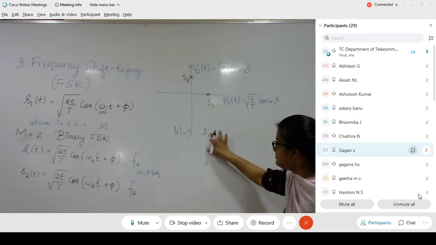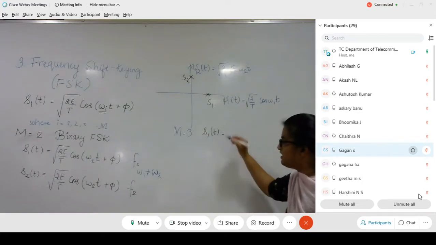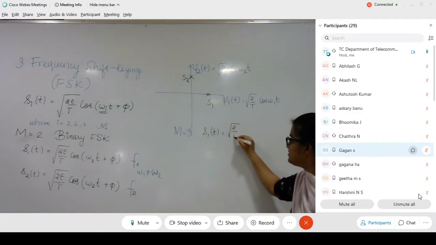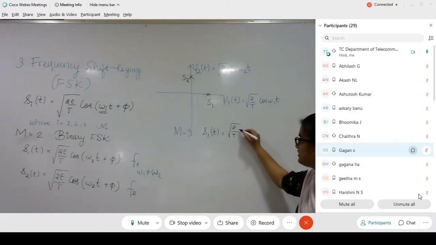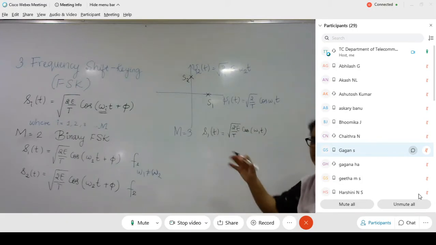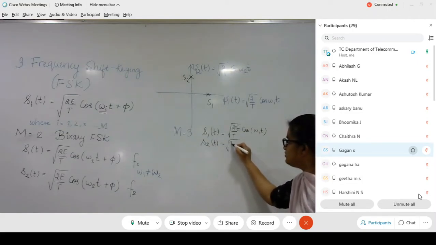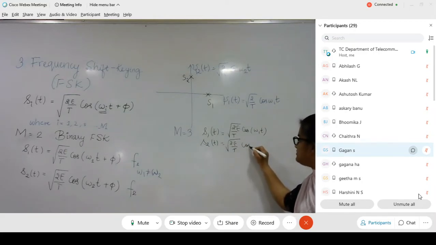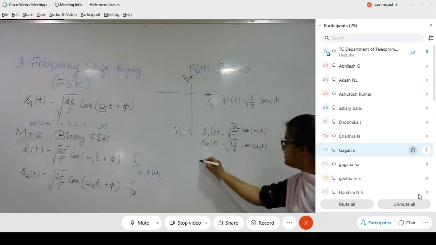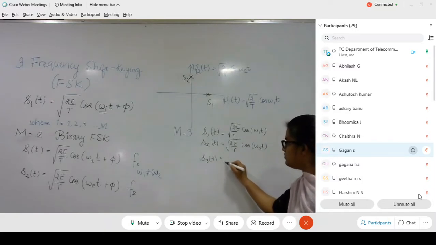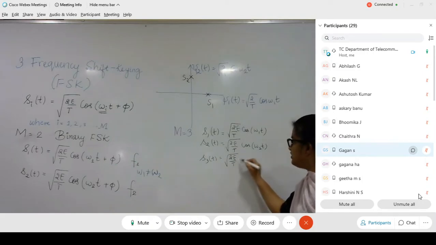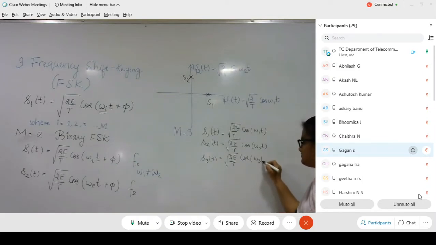S1. Don't say 1, wait till I write the equation. S1 of t is equal to under the root 2E by T cos omega 1t. I am neglecting the initial phase. S2 of t is equal to under the root 2E by T cos omega 2t. S3 of t is equal to under the root 2E by T cos omega 3t. Now you tell me, how many basis functions are required for this case?